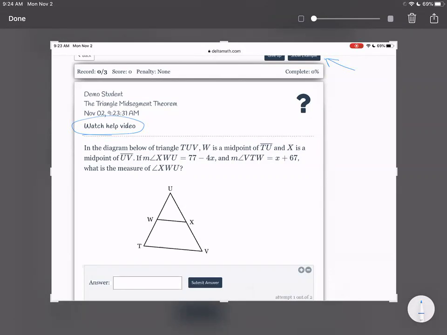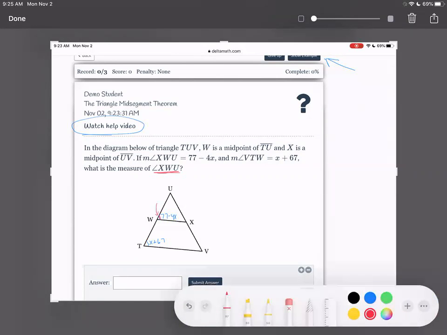In the diagram below of TUV, W is a midpoint of TU and X is the midpoint of UV. If measure of angle XWU is 77 minus 4x, that's this one, and measure of angle VTW is x plus 67. What is the measure of angle, we'll do this in a different color, XWU. Okay, so they want to know this angle.